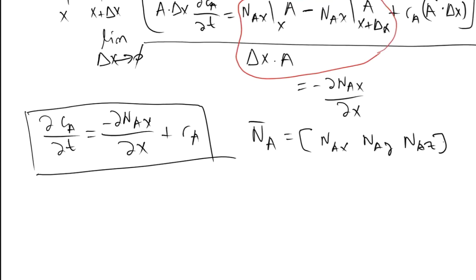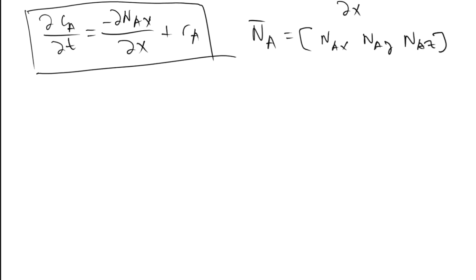The next thing you'll commonly see is we will take the divergence of NA to get a concise final general differential equation from this mole balance. And in that case, what we see is we have dCA dt, and then that term must be equal to minus the divergence of your flux vector, and then plus RA.